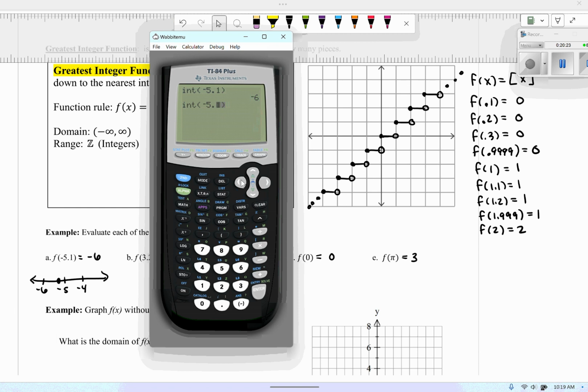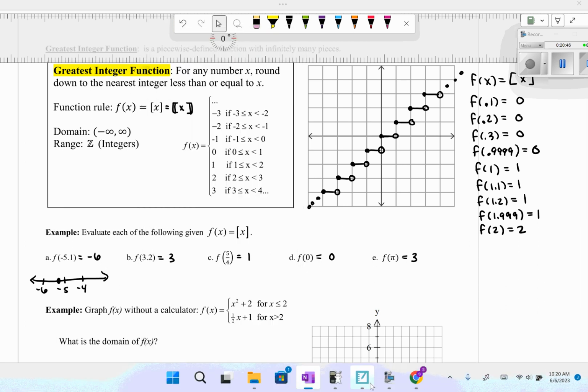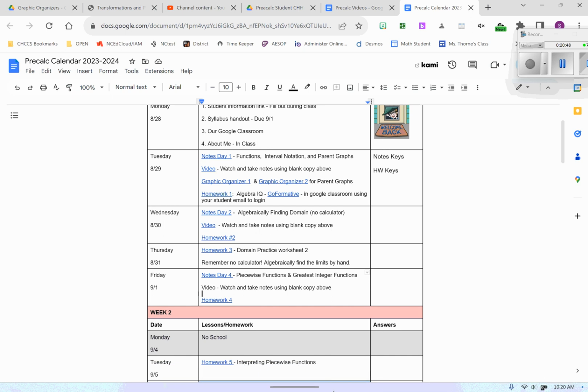So if I did pi in here, so to get pi, press second and then above your division symbol is the caret key, that gives you your pi, and notice that gives us 3. So that is, again, under math, right arrow to number, and then number 5 is the integer.